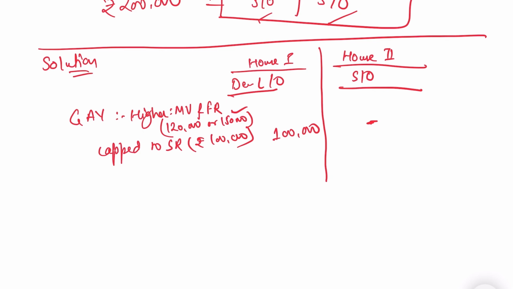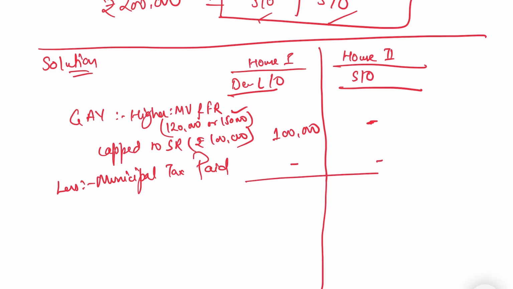Okay. Gross annual value is nil in case of house 2. Then we will reduce municipal tax paid. It is very important to check whether the tax has been paid or unpaid. So in our current scenario, in case of house one, it is not paid. So it will be nil. Then we get the net annual value 1 lakh in case of house 1 and nil in case of house 2, which is deemed to be, which is actually the self occupied. Clear?